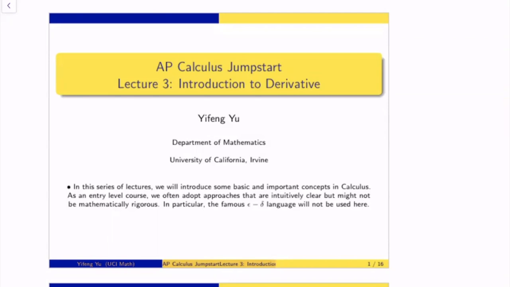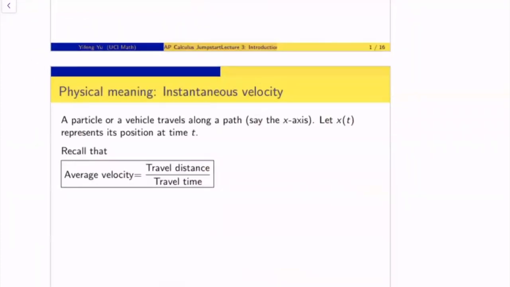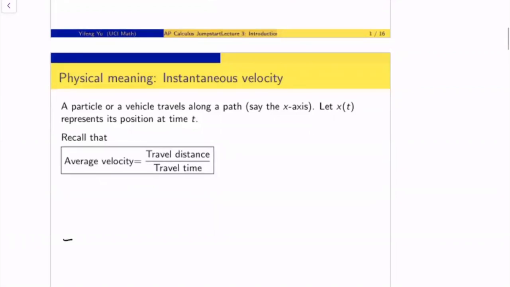First of all, let's look at the physical meaning of derivative. This is the original motivation when Newton introduced the concept of derivative. Let's look at a simple setup. Suppose that we have a particle, or a vehicle, moving along a path, say the x-axis, and this is the origin. We let x(t) represent the position of the particle or the vehicle at time t.